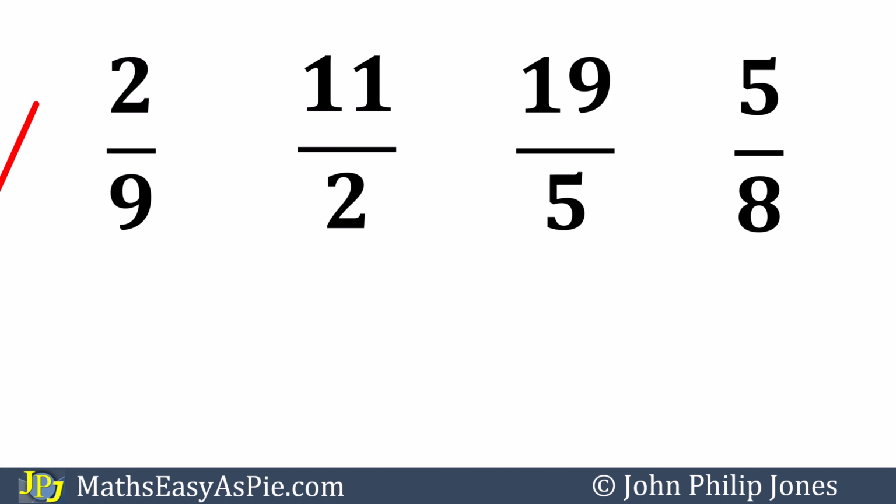Well, let's look at the first one, and you can see we have 2/9. Now, 2 is the numerator, and it is clear that it is smaller than the denominator. Consequently, it is not an improper fraction.